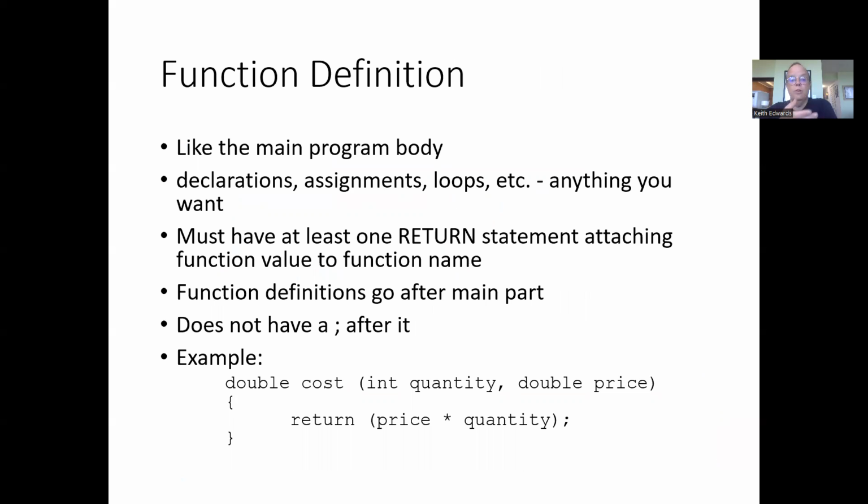And a pure function needs to have at least one return statement that gives us back the value that we're calculating. This goes after main, and it doesn't have the semicolon after it. So here's how we would do our cost function. We would simply calculate the price multiplied by the quantity and return that value. And you'll notice the first line here does not have the semicolon like the function declaration does.